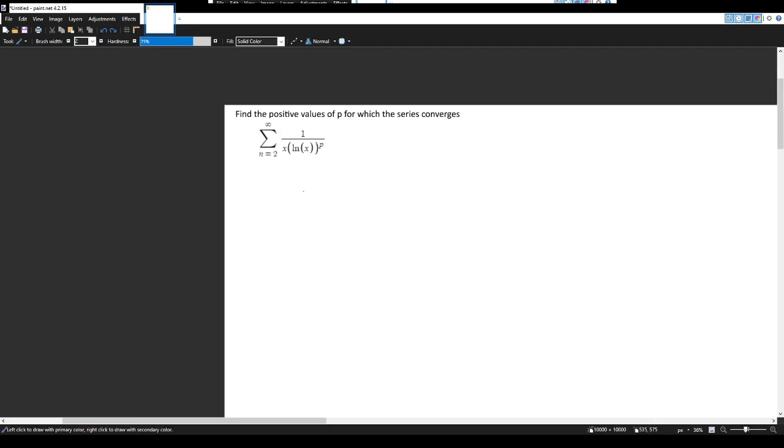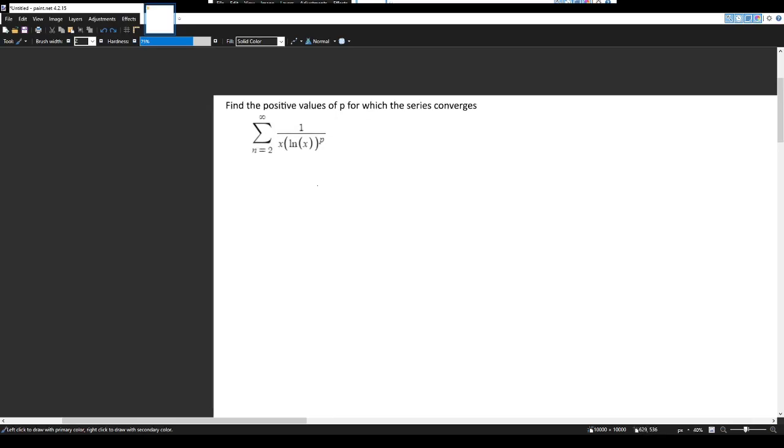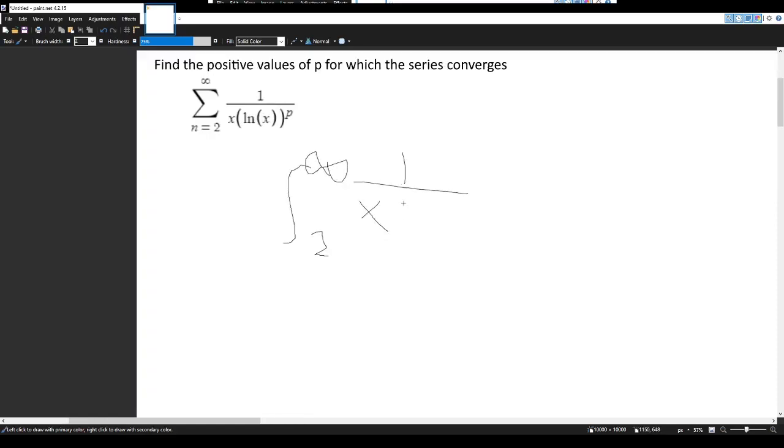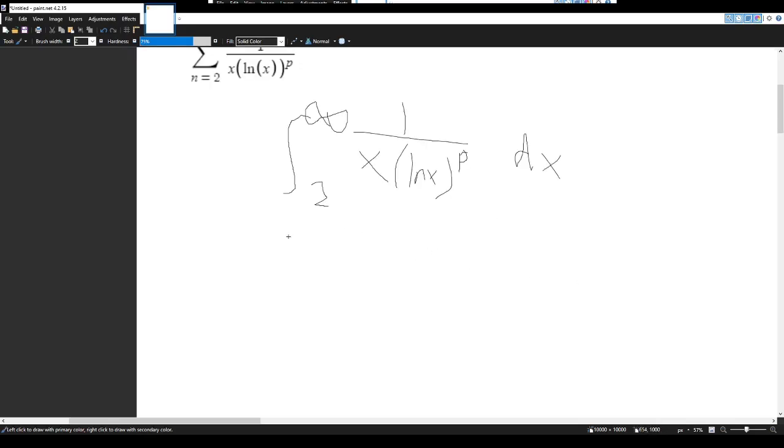So let's do the integral first, right? That's going to be the integral from 2 to infinity, because that's what we're given here. And then we have 1 over x times the natural log of x to the power of p, and then dx, I suppose. So we want to find the antiderivative of this.